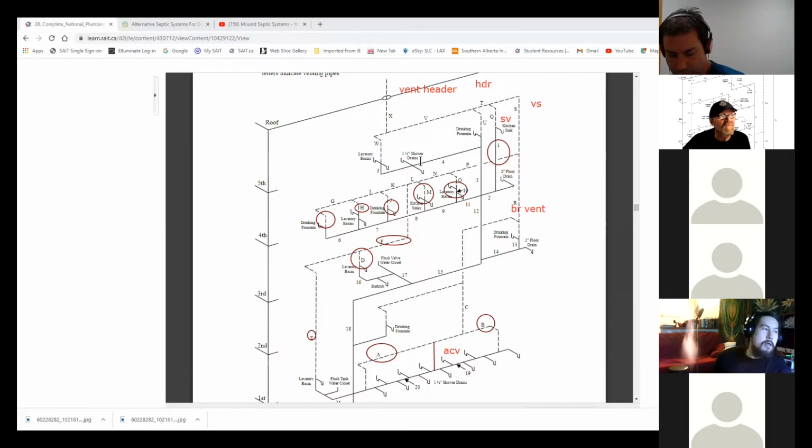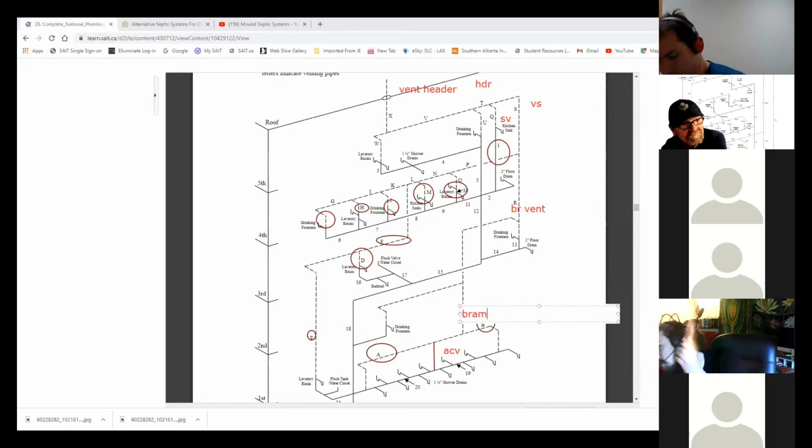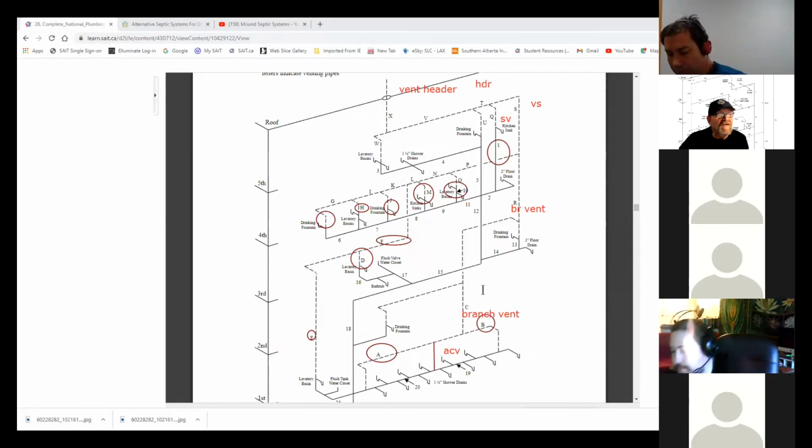Would C be a branch vent? C, A, B, C. C would be a branch vent, yes. Spell it right here: branch vent. That's C. It's going to be a branch vent right until it meets the vent stack, and then it's going to turn into a vent stack. So if I want to follow the main stack, here is your vertical stack.